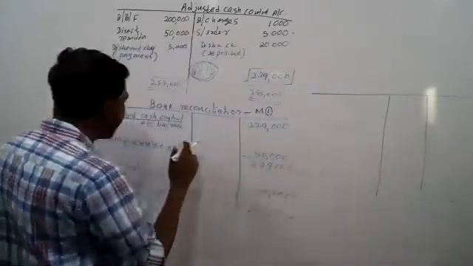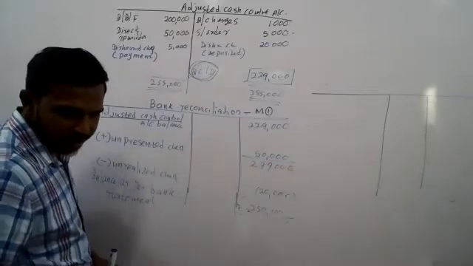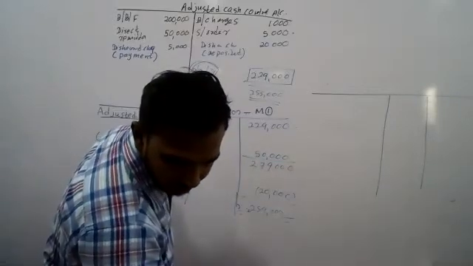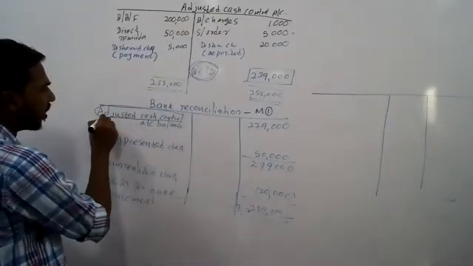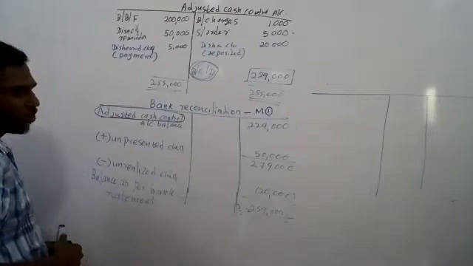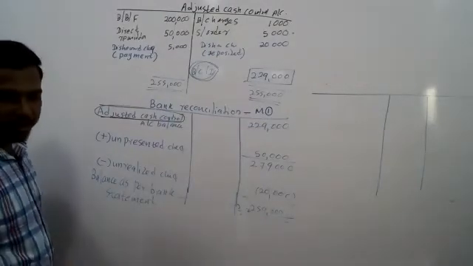Now here see you started this question, this reconciliation. Here you started this reconciliation using the adjusted cash control account balance.